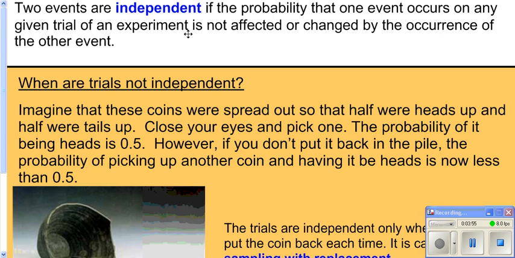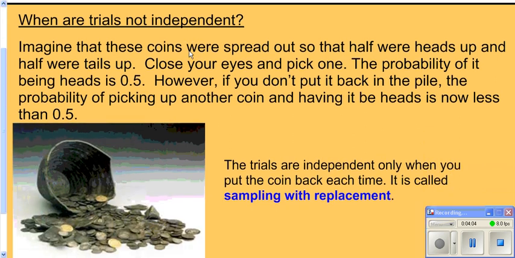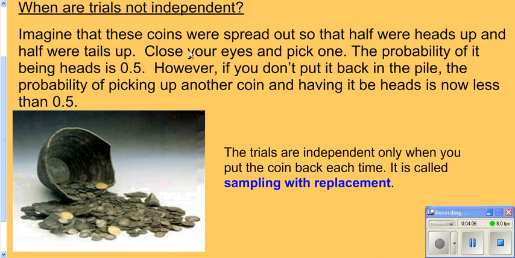Now two events are independent once again when what you do the first time has no effect on the next time that it happens. Now not everything is independent. So sometimes what you do one time affects what you're going to get the next time. Here's an example. Suppose you have a bunch of coins laying on a table. Half of them were tails and the other half were heads. You reach down and you pick up a coin.